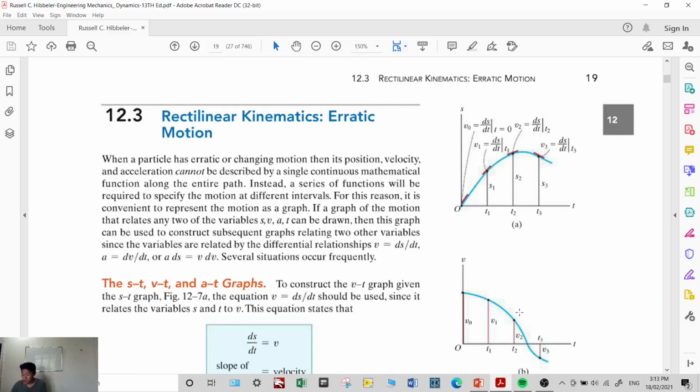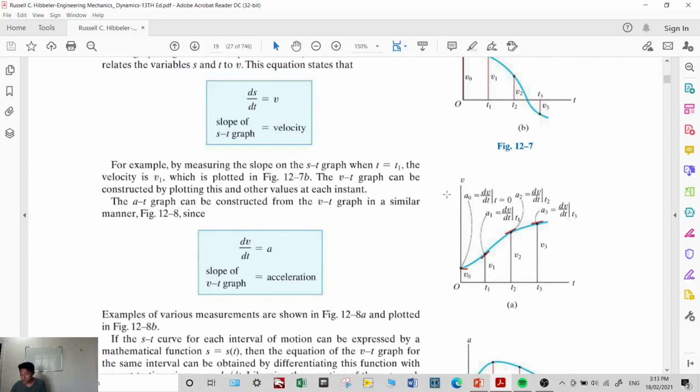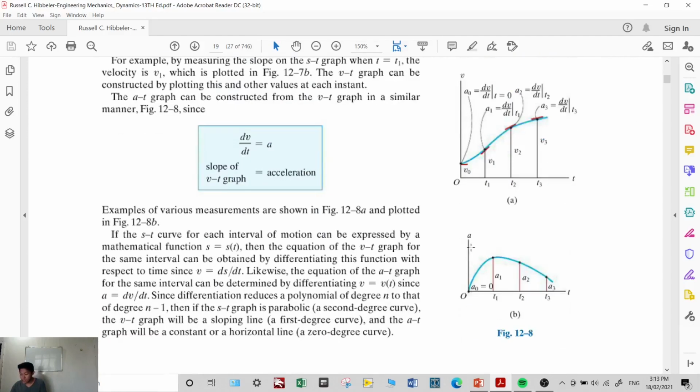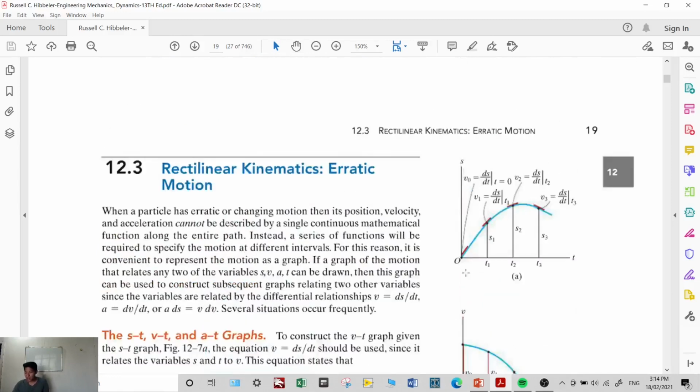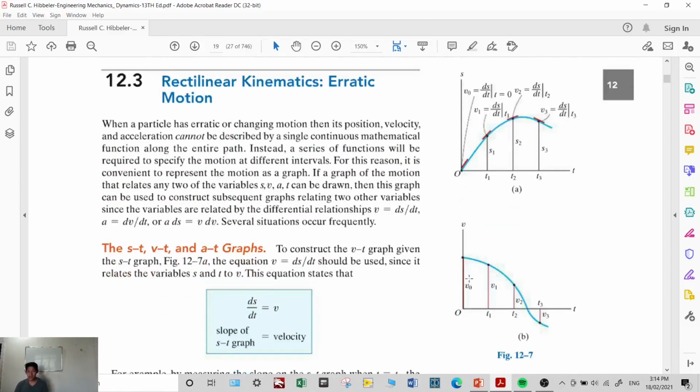Here is the corresponding velocity versus time graph, and this is the acceleration versus time graph. You can see that from 0 to t1, its velocity increases quickly. From t1 to t2 the behavior is different, it decelerates. This is how actual vehicles behave: sometimes they accelerate, sometimes they brake and slow down. So how do we analyze this motion? That is what we are going to discuss today.